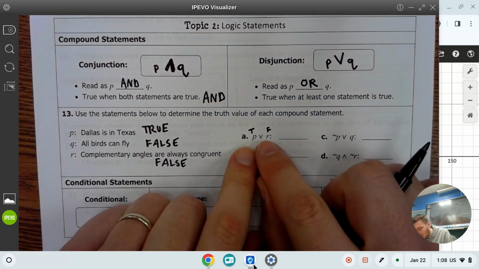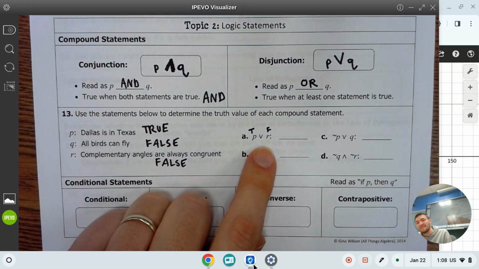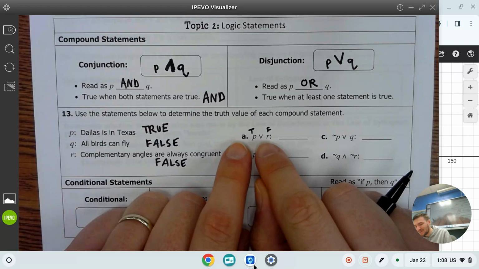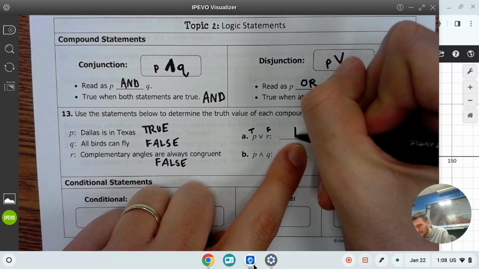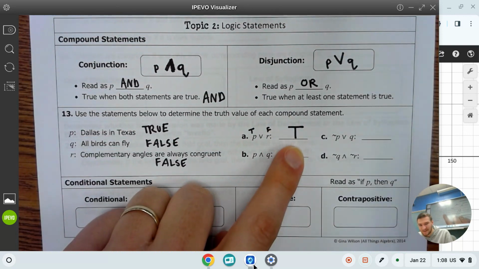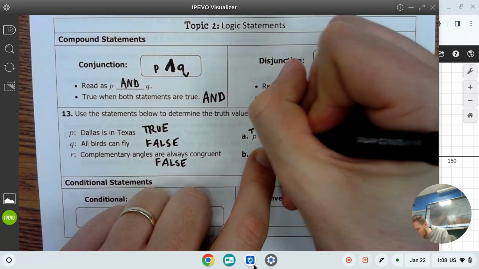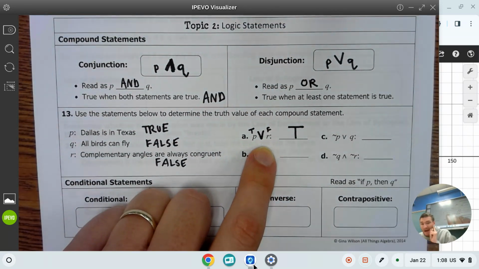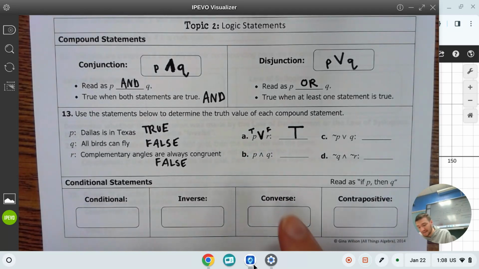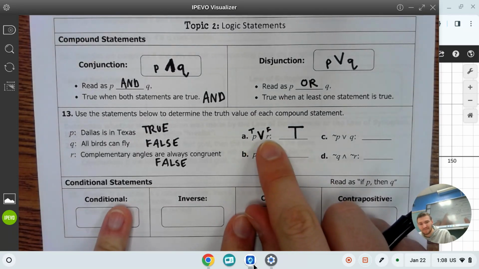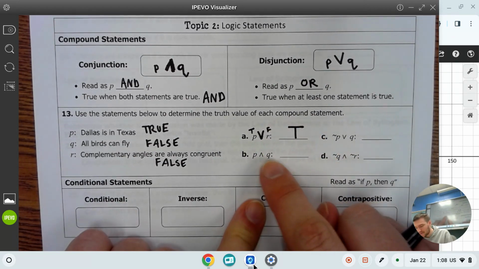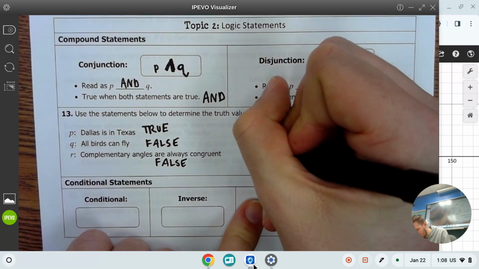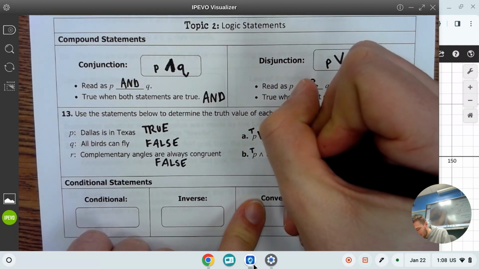With the or statement, only one of them has to be true. Do you think that A, total, is going to be a true or false statement? It's going to be a true statement, right? This V symbol means that one of them has to be true. And luckily for us, P is a true statement. R is not. B is below that. P is a true statement. Q is a false statement.